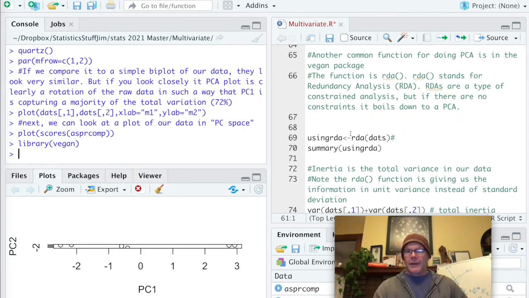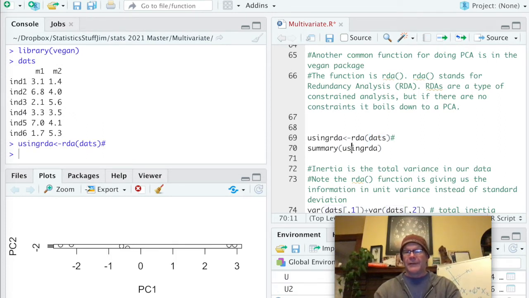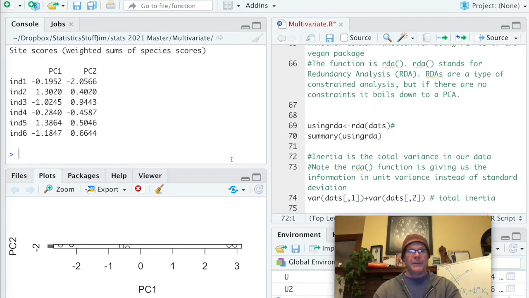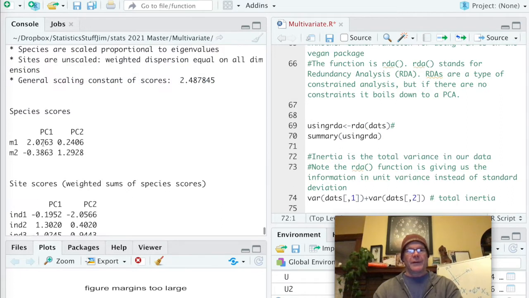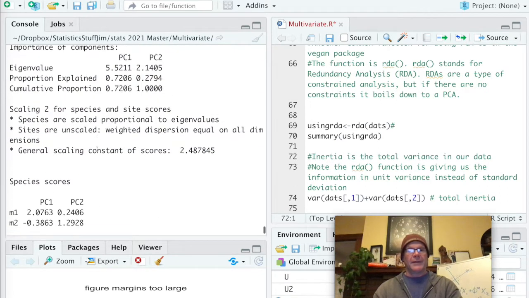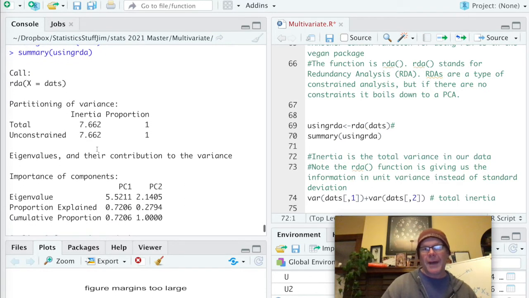Right. And so here I'm going to create an object called using RDA. I'm going to just say RDA, and then I'm going to just put our raw data in there. And again, this is our raw data, so I'm going to do that. And then I say a summary. And now notice that it's giving us scores, it's giving us eigenvectors, and let's go up to the top because there are some minor differences in how it's presenting the data.